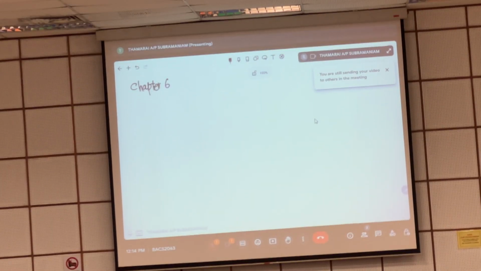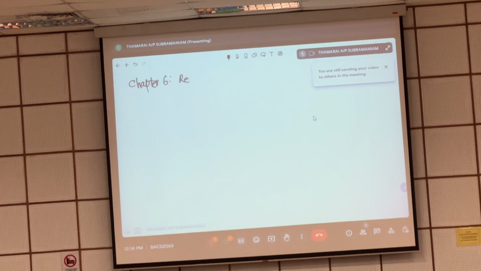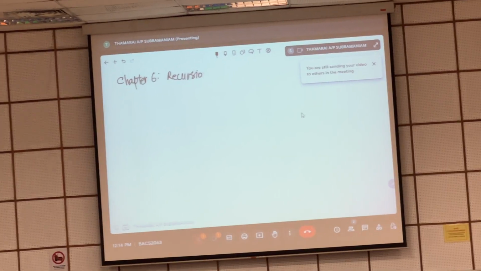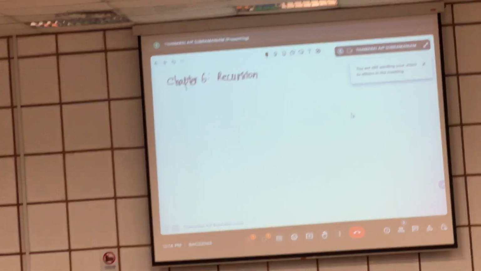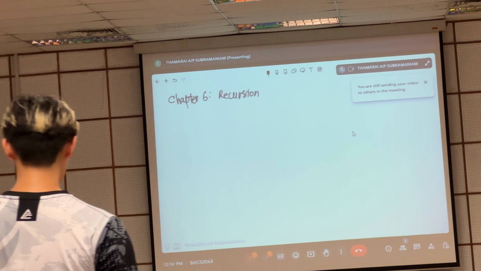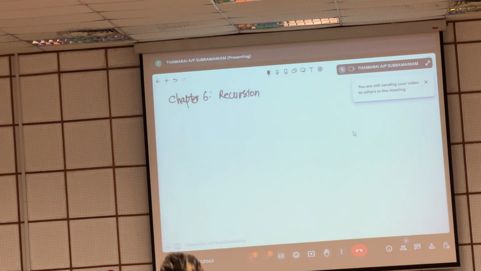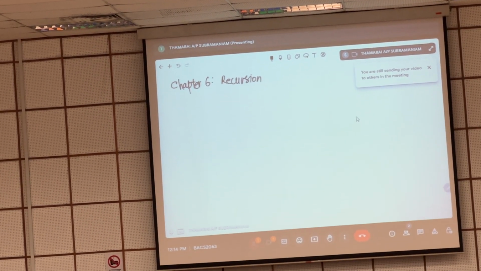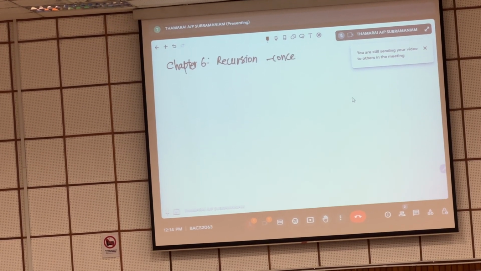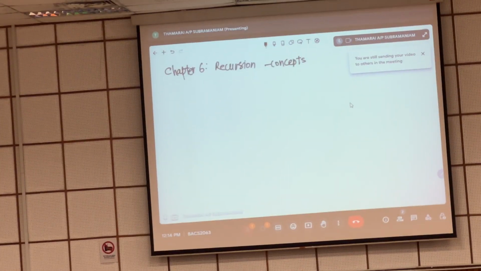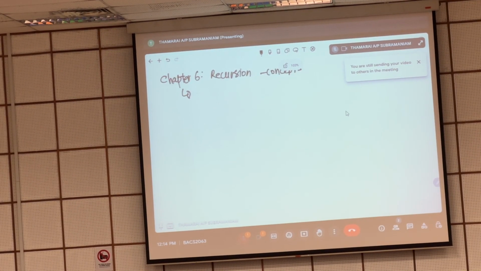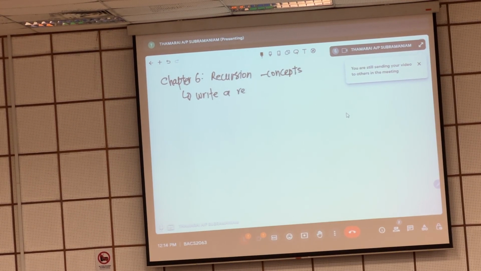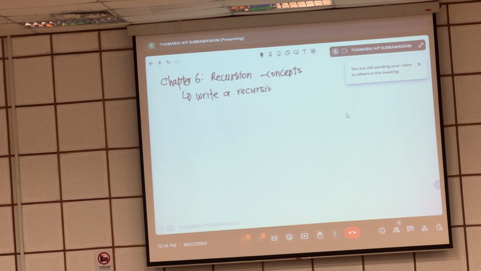Okay, chapter 6. For your recursive or recursion method, right? So make sure you know the concept. Right, concept. Okay, so the exam area is basically you need to write a recursive method.